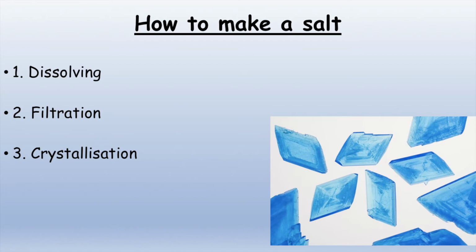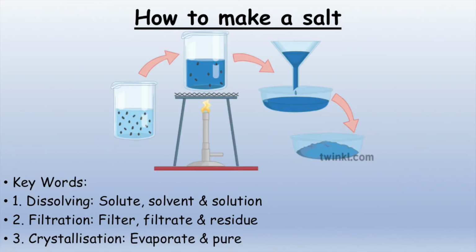You will have made copper sulfate crystals for your required practical before. This would be using sulfuric acid and copper oxide to make copper sulfate crystals and water. There are 3 main stages to this process. I have included the key words at the bottom that you may wish to use during a description of the technique. The first part is dissolving.